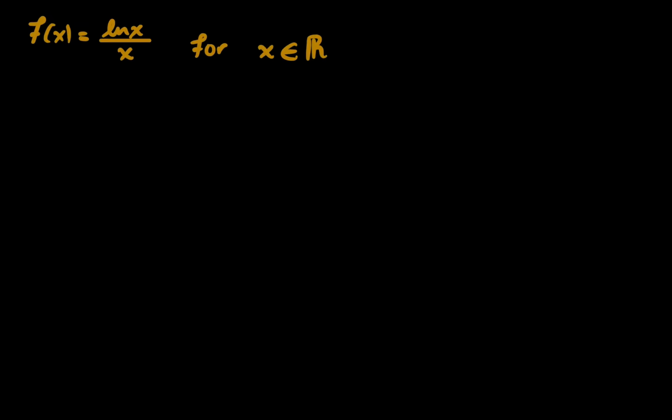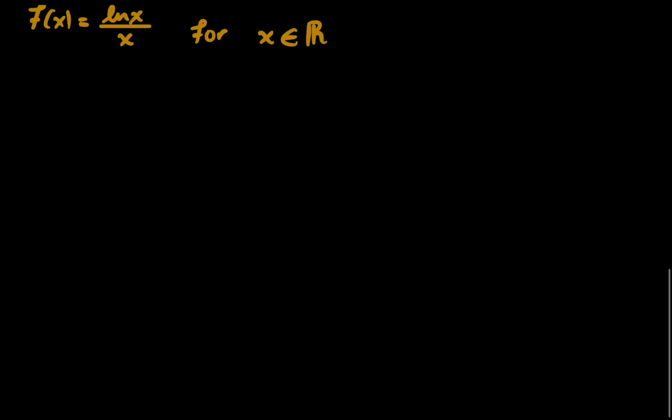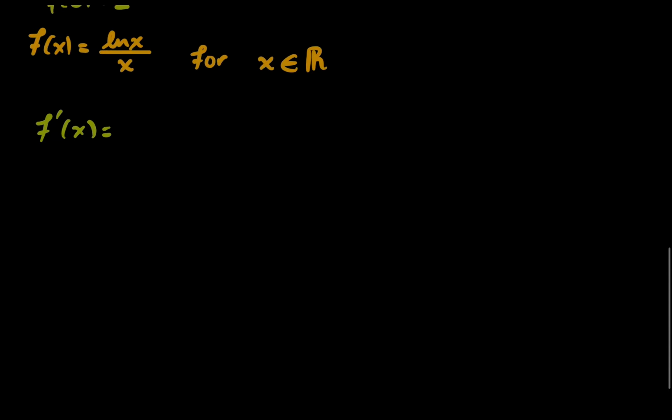And so essentially we're testing this for not necessarily a particular interval of the real line, but the entire real line. And so let's go ahead and do that. First of all, we can find f prime of x, which is going to be 1 over x times x, which is +1, minus the derivative of the denominator times the numerator. So 1 minus the natural log of x over x squared.